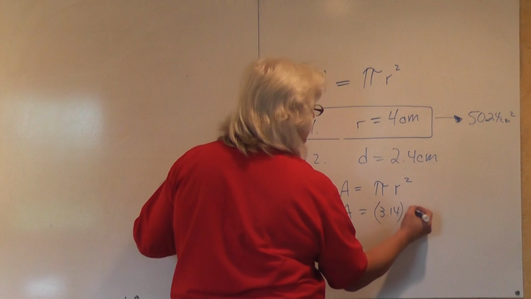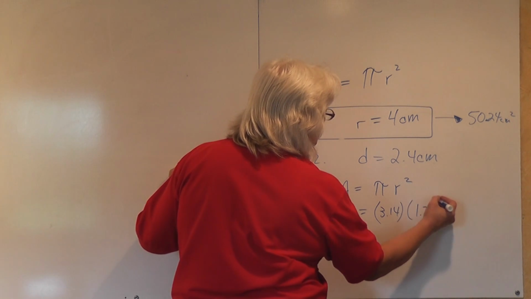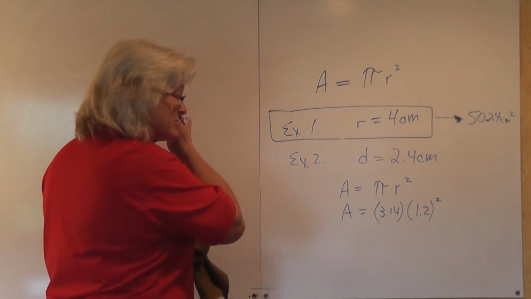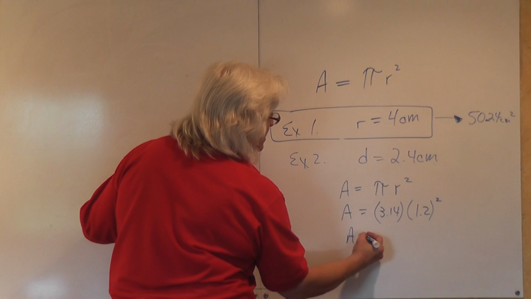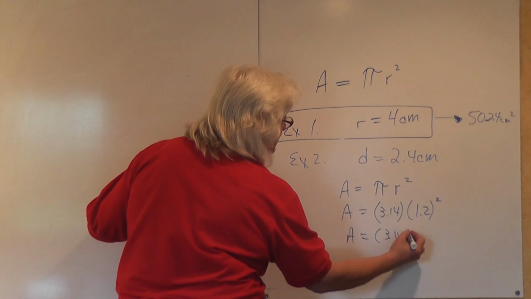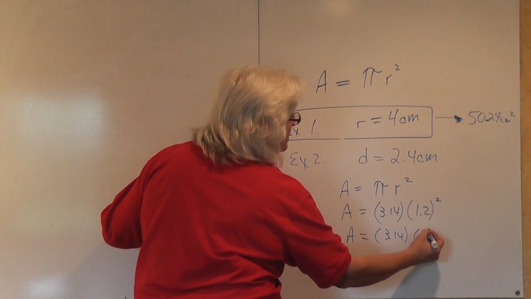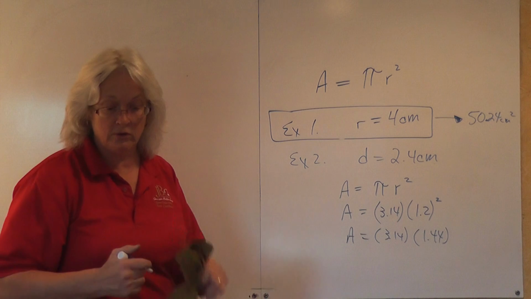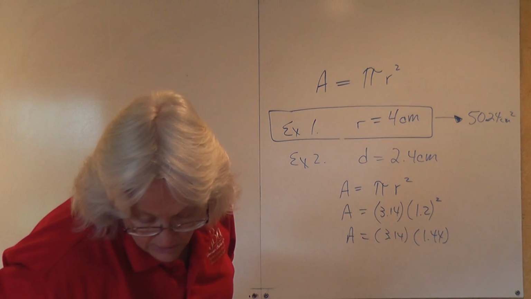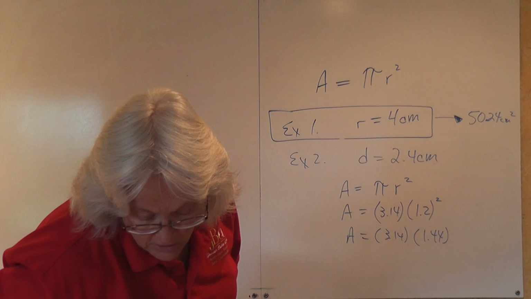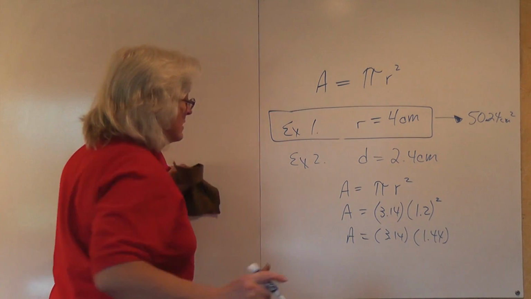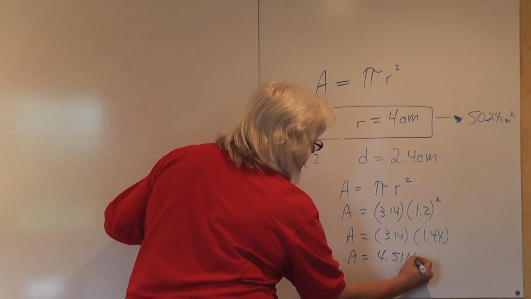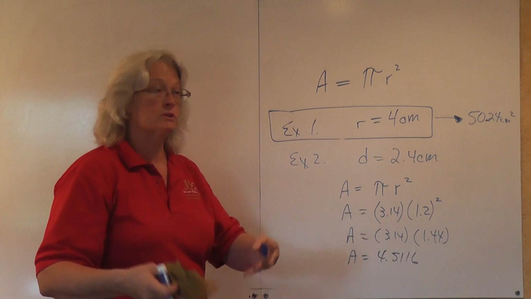So it's actually 1.2 squared. Okay? 12 times 12 is 144. So the area is equal to 3.14 times 1.44. Okay, now when you do your multiplication, it comes out to 4.5216.